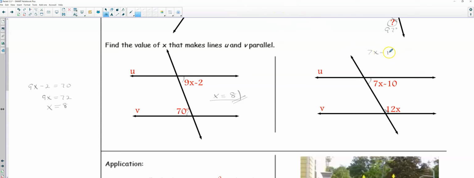7x minus 10 plus 12x must equal 180. Combine like terms, that's 7x, that's 19x is equal to 180 plus 10, that's 190. X equals 190 divided by 19. 190 divided by 19, I think that is 10, so x must be equal to 10. All right.